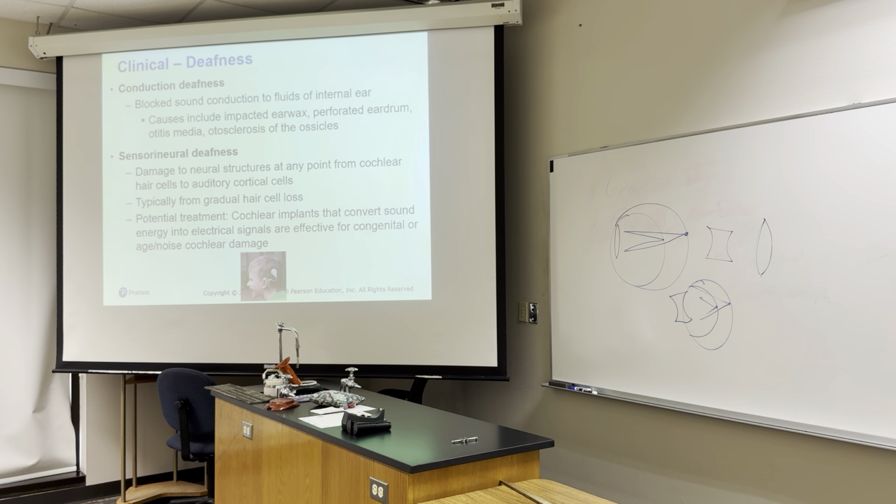And what about sensorineural deafness? If there is any problem in sensation, like damage in the neurons, damage in the hair cells, damage in the vestibulocochlear nerve, damage in the organ of Corti. So these are sensorineural deafness: damage to the neural structure at any point from the cochlear hair cell to the auditory cortical cells, typically from gradual hair cell loss. And potential treatment: cochlear implants that convert sound energy into electrical signals are effective for congenital or age or noise related cochlear damage.